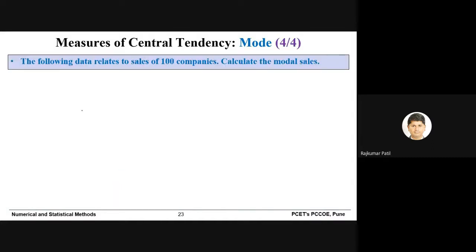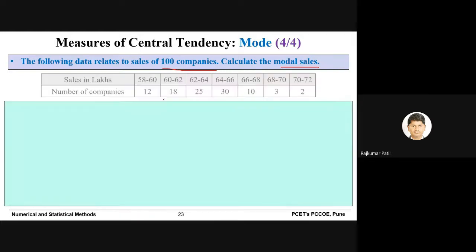We will take one example. The following data relates to sales of 100 companies. Calculate the modal sales. You can look at the table. Sales in lakhs, range is given 58 to 60 lakhs, 12 companies are there. 60 to 62 lakhs, 18 companies. 62 to 64, 25 companies. 64 to 66, 30. 66 to 68, 10. 68 to 70, 3. 70 to 72, 2. So this is how the data is given to you, and you need to find out the modal sales.